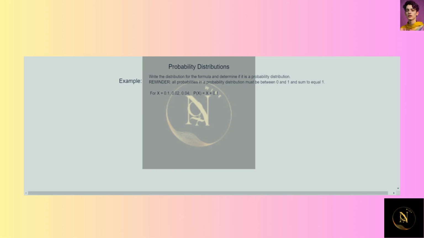Now, first, you must remember that all probabilities in a probability distribution must be between 0 and 1, and they also must sum to equal 1. And with those two rules in mind, let's go ahead and start writing out our table for this distribution. So on top, we have our random variable denoted by x for our upper row. And for our second row, we have p of x as our probabilities of each x value.